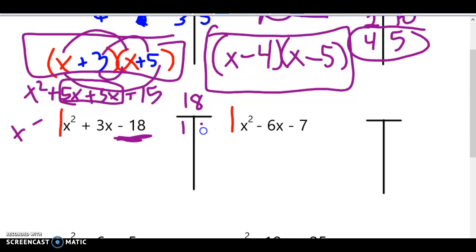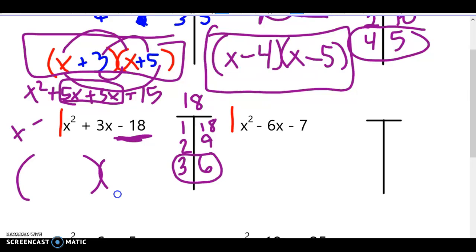So I know 1 and 18, that doesn't do it. 2 and 9, that doesn't do it. 3 and 6, does that do it? Yes. I know that if the signs are different, 3 and 6 make 3 when I'm adding them. So let's figure that out. x and x, because x times x gives you the x squared.